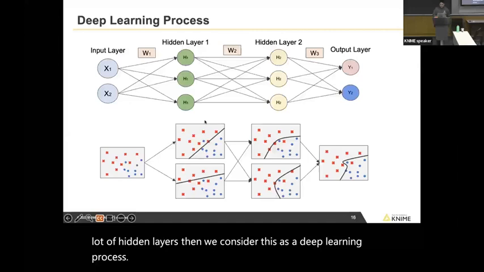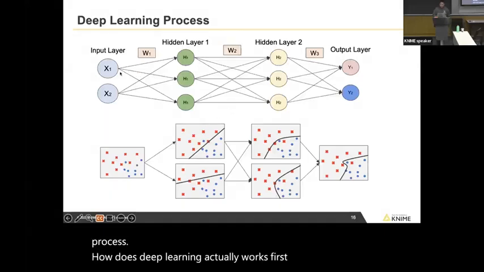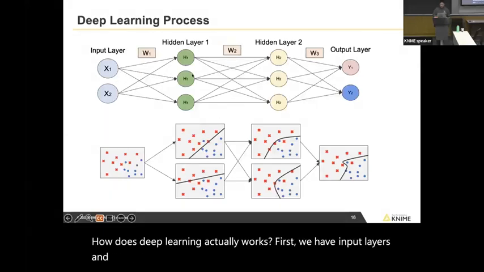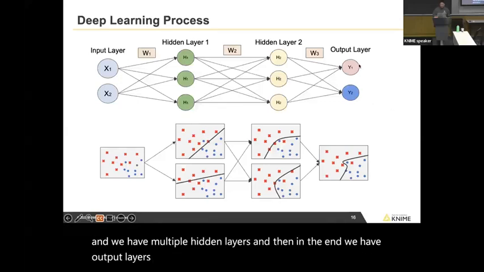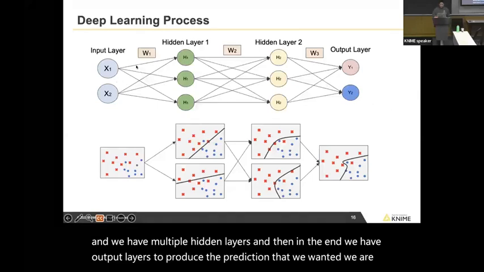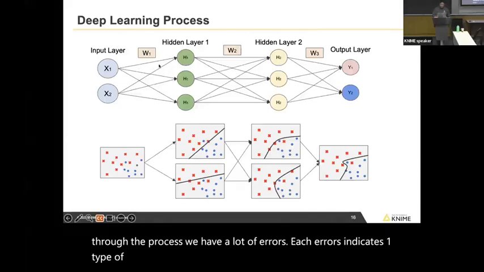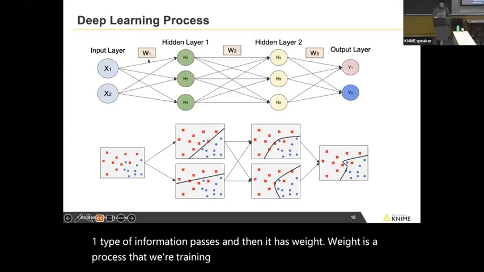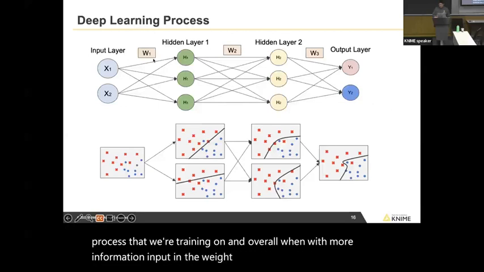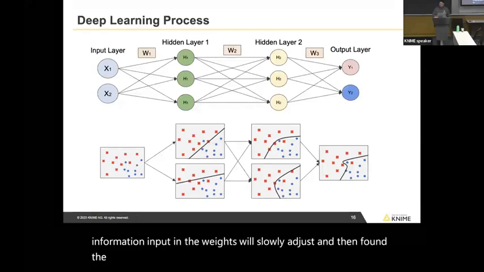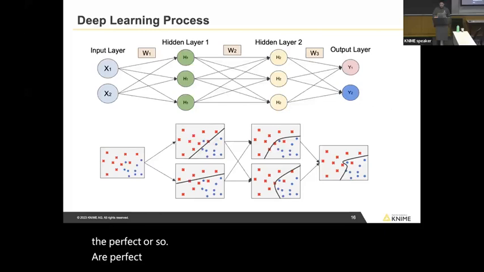How does deep learning actually work? First, we have input layers and we have multiple hidden layers. And then in the end, we have output layers to produce the prediction that we wanted. Where all through the process, we have a lot of errors. Each errors indicates one type of information passes, and then it has weight. Weight is a process that we're training on. And overall, with more information input in, the weights will slowly adjust and then find the perfect or so-called perfect formula to get the results.